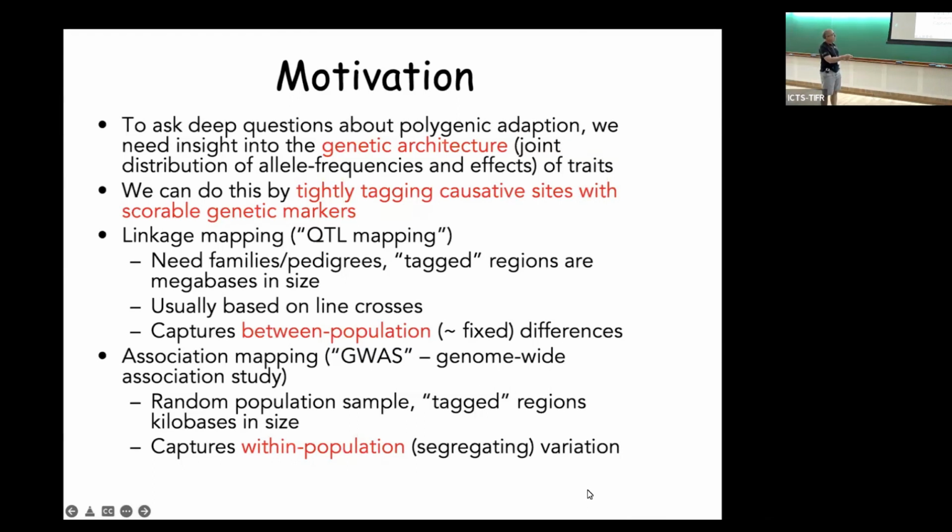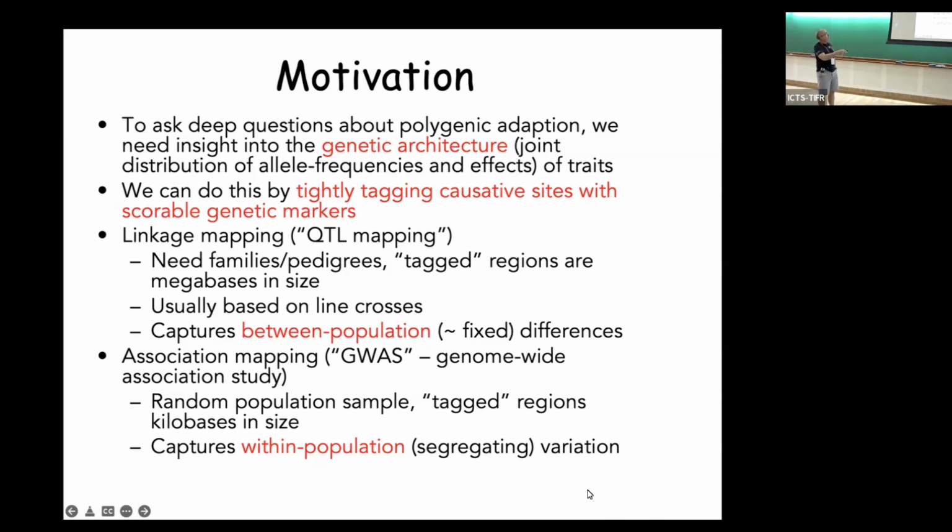And so comparing the results from between population crosses and within population variation, there's subtleties involved, because a lot of this between population differences may have been rare alleles of large effects that are fixed by selection. You'd see them in a segregating population, but they wouldn't account for much variation.